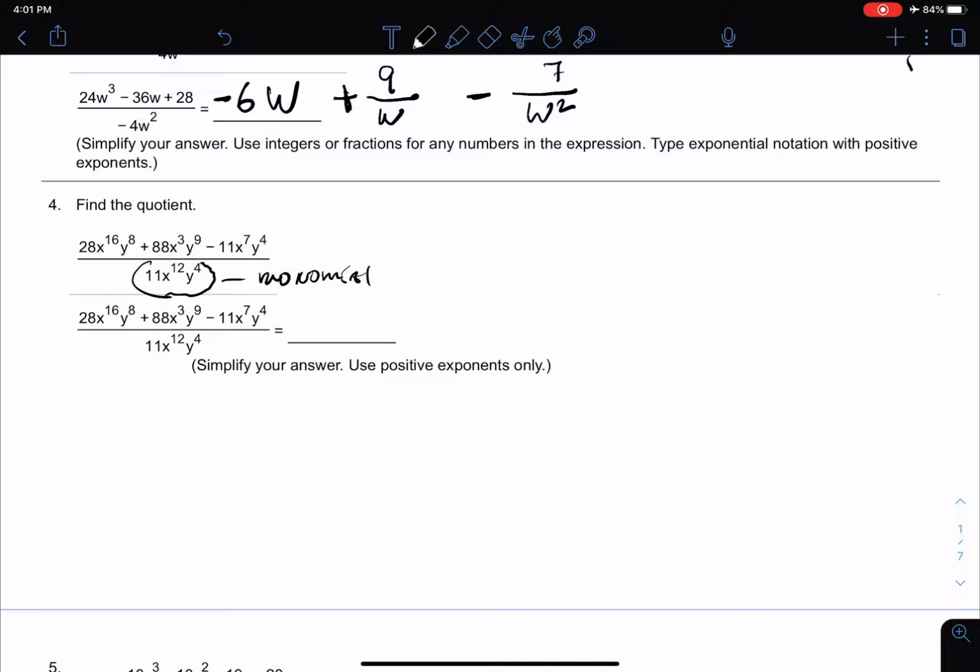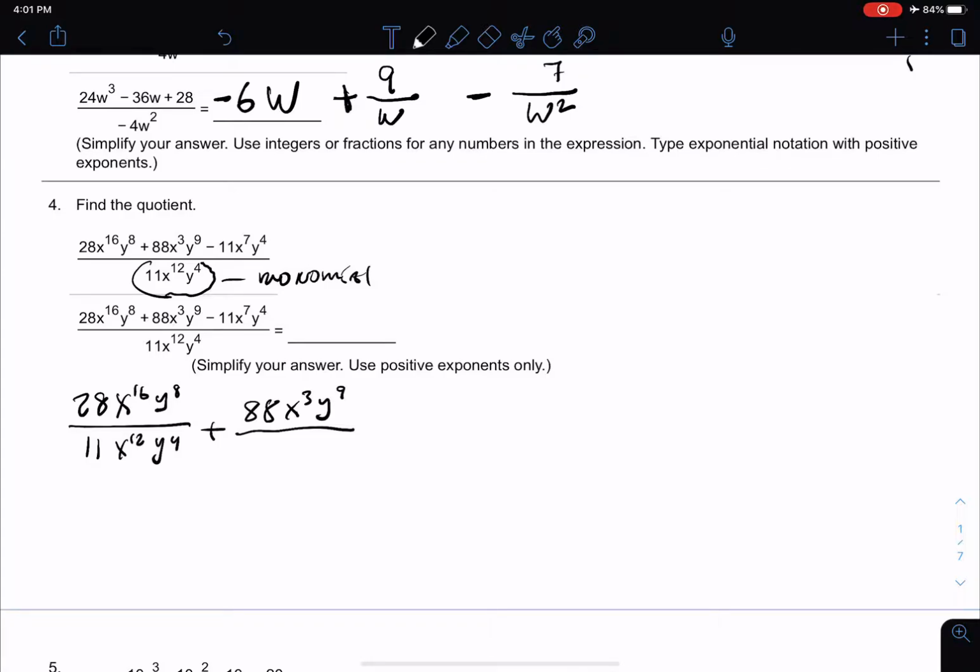And how do you tackle monomials? Well, you break them down like we did previously. So that'd be 28, and that's x to the 16th, y to the 8th, all divided by 11x to the 12th, y to the 4th. And then we have plus 88, and that is x to the 3rd, y to the 9th, and our same denominator, 11x to the 12th, y to the 4th. And finally, our last term is 11x to the 7th, y to the 4th, divided by 11x to the 12th, y to the 4th.